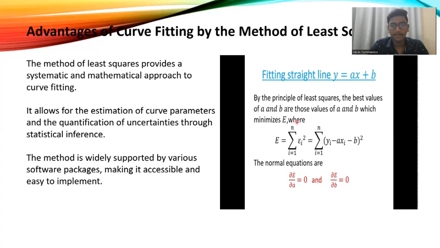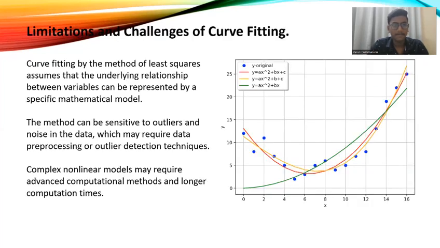Advantages of curve fitting by the method of least squares. The method of least squares provides a systematic and mathematical approach to curve fitting. It allows for the estimation of curve parameters and the quantification of uncertainties through statistical inference. The method is widely supported by various software packages, making it accessible and easy to implement.